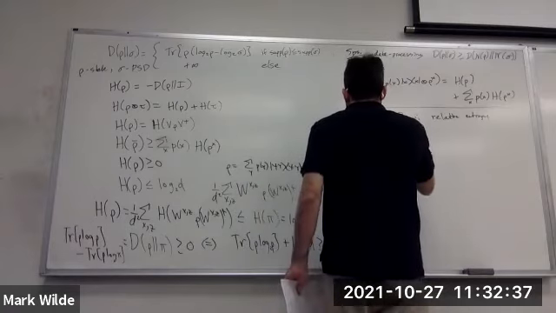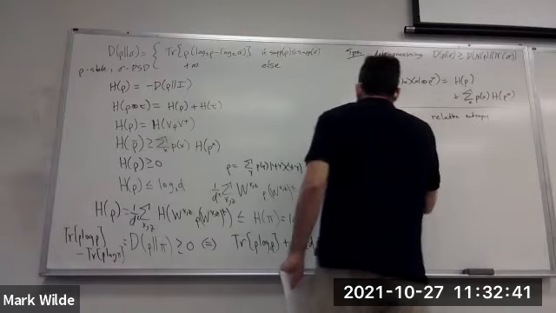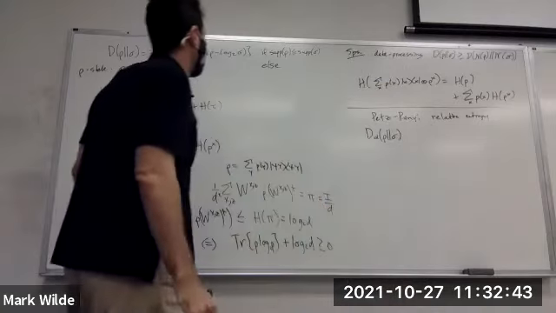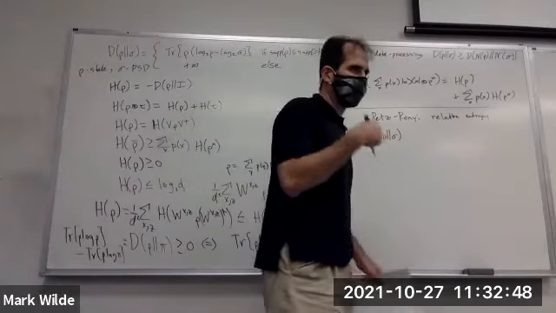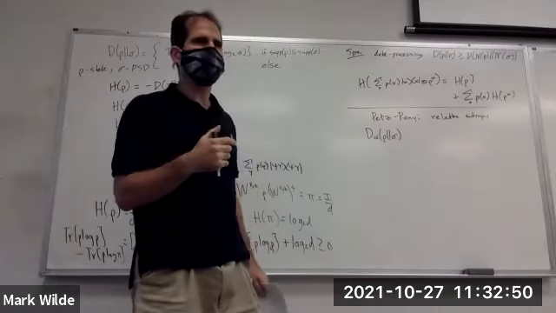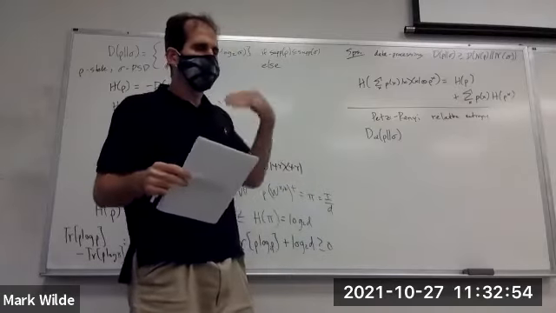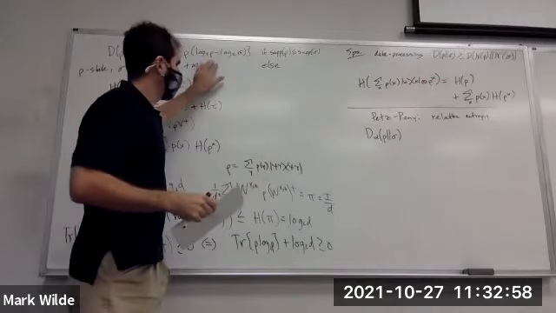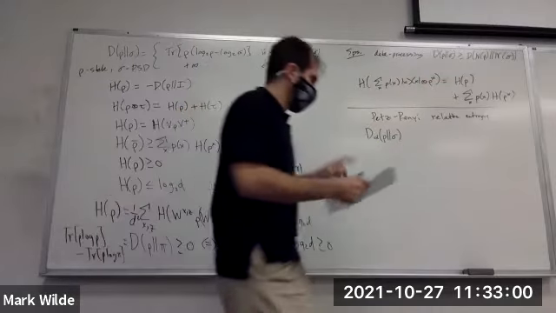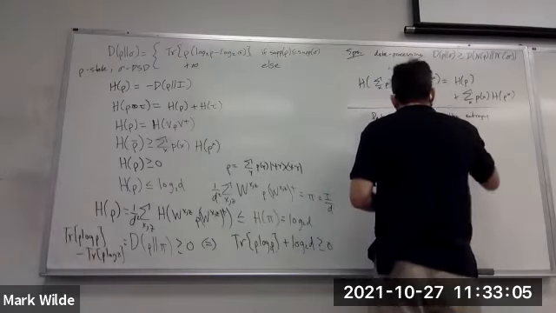It depends on a parameter alpha in addition to the state rho and the positive semi-definite operator sigma. One of the main interests for us is that it connects to the standard quantum relative entropy in the limit as alpha goes to 1. So it's defined like this.